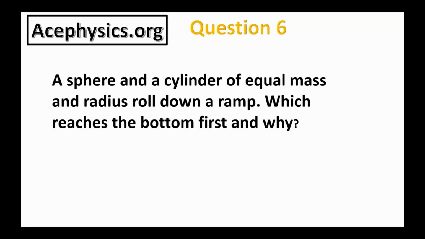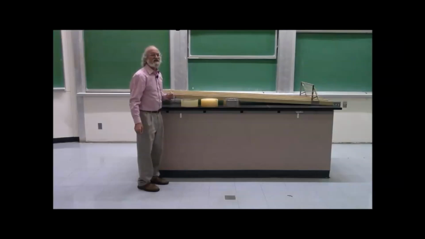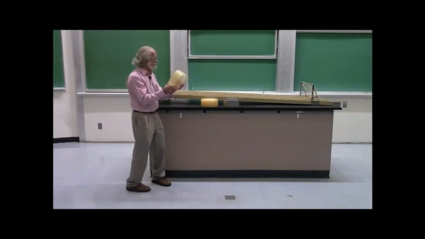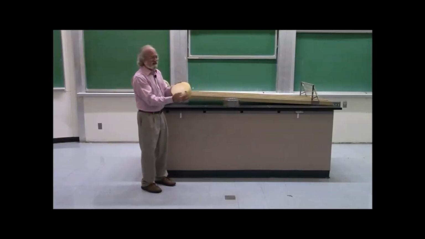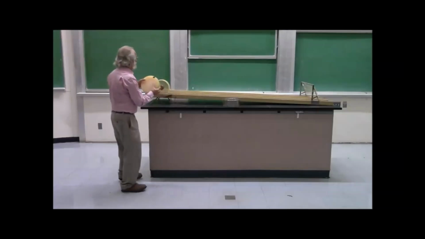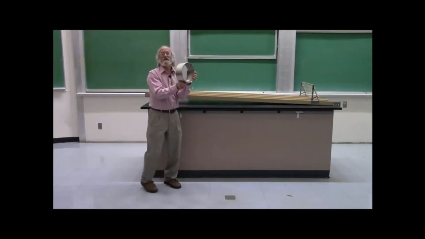Question 6. A sphere and a cylinder of equal mass and radius roll down a ramp. Which reaches the bottom first and why? Let's begin with a demonstration of a similar setup to help visualize this. All of the cylinders have the same mass, but they differ in the way that mass is distributed. This first one has most of its mass concentrated near the center in this copper cylinder that is mounted there. This one is of uniform density, and it has its mass equally distributed throughout. And this one has its mass concentrated very near the rim.